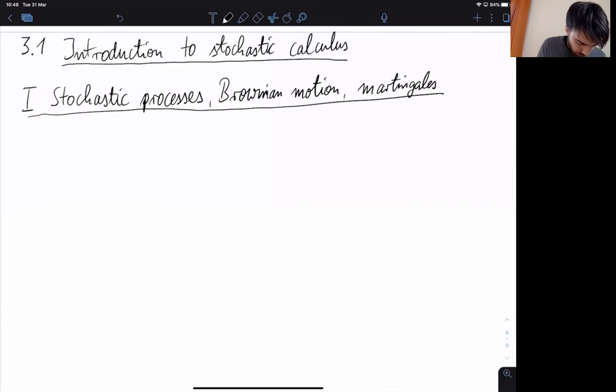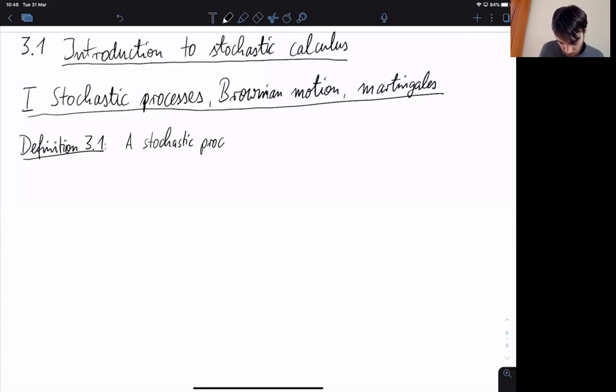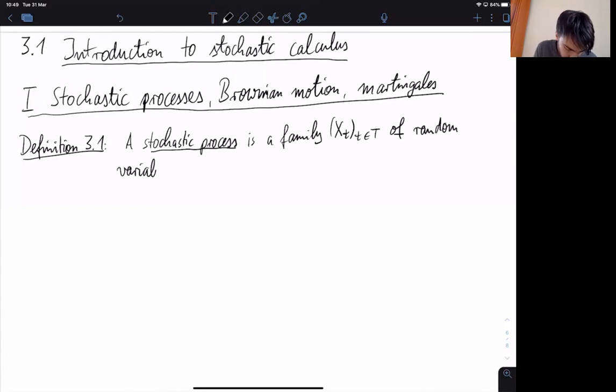And yeah, so I guess maybe most of you have seen what a stochastic process is. I just want to recall it and maybe also give you a little bit of intuition. So a stochastic process is a family, a collection of random variables which are indexed by some set T. And the random variables all live on the same probability space.